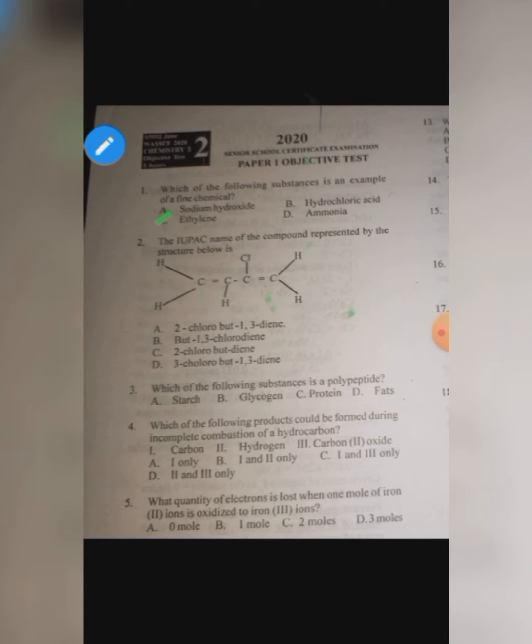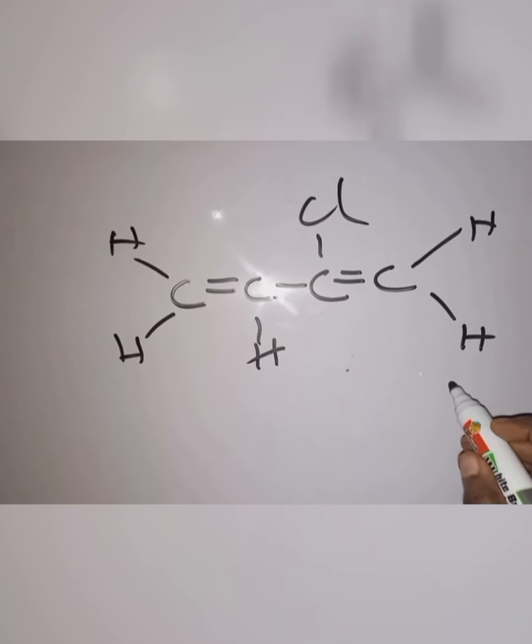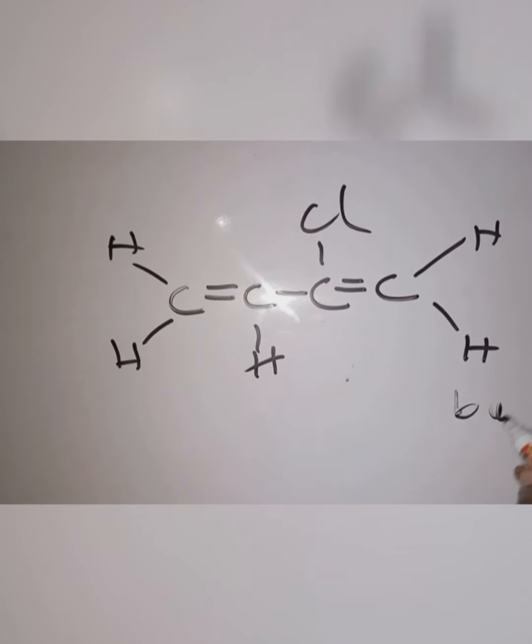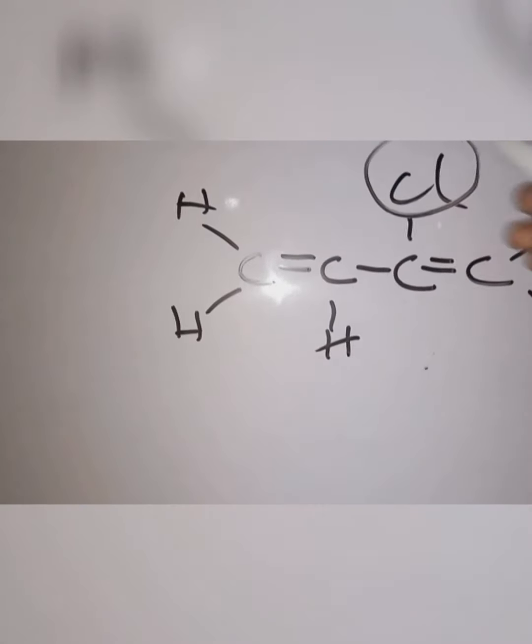So question 2 says, the IUPAC name of the compound represented by the structure below is, okay. So this is the structure. We have 4 carbons making it but-. That's what you consider first. Then what else? We have chlorine.